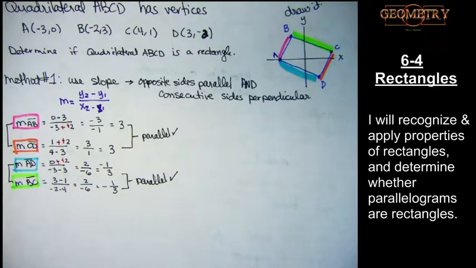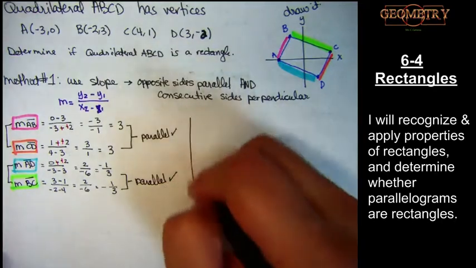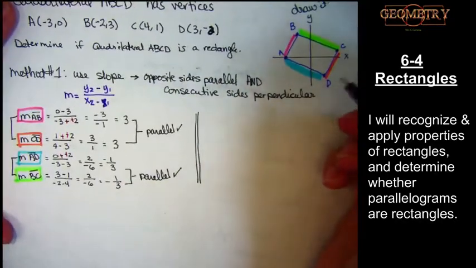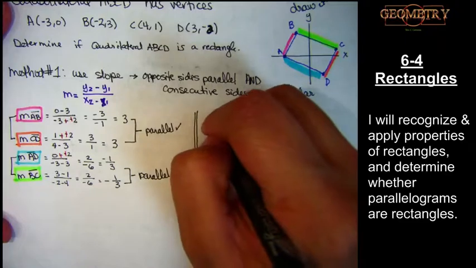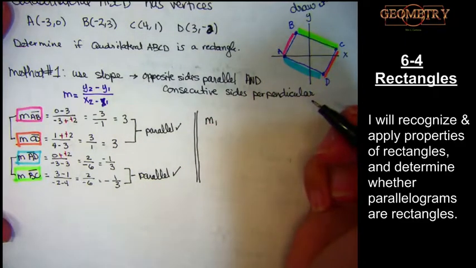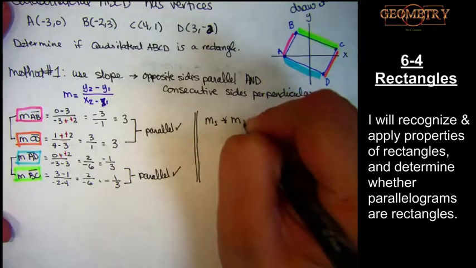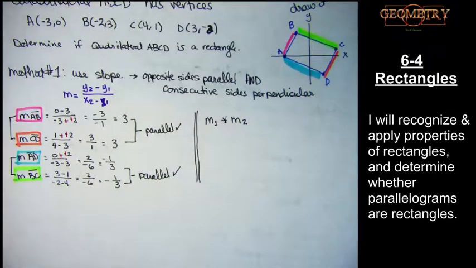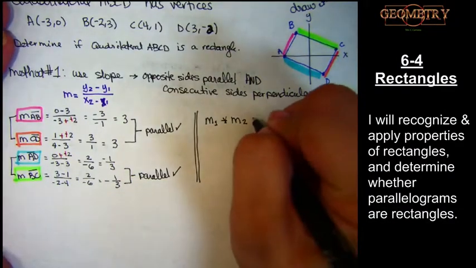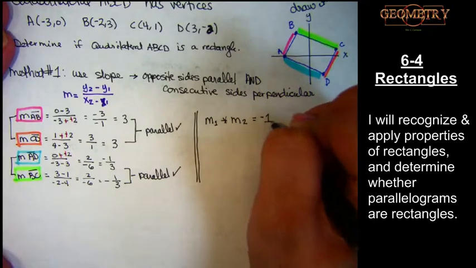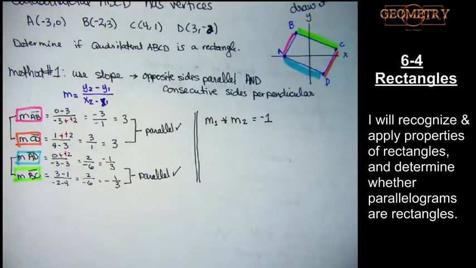Now we need to check to see if consecutive sides are perpendicular. To check that, we're going to take the slope of one of the sides, which I'm going to call M1, and multiply it by the slope of some other line that's right next to it, not across from it, but touching. I'm going to call that slope M2. What I want is for the answer to be -1. If that answer is -1, those two sides are perpendicular. If it's not -1, then they're not.